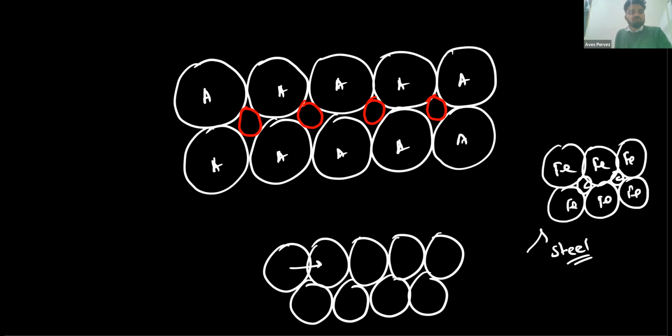The next one is corrosion. What is corrosion? This may be asked: what are the uses of alloys? It may be asked in the examination.